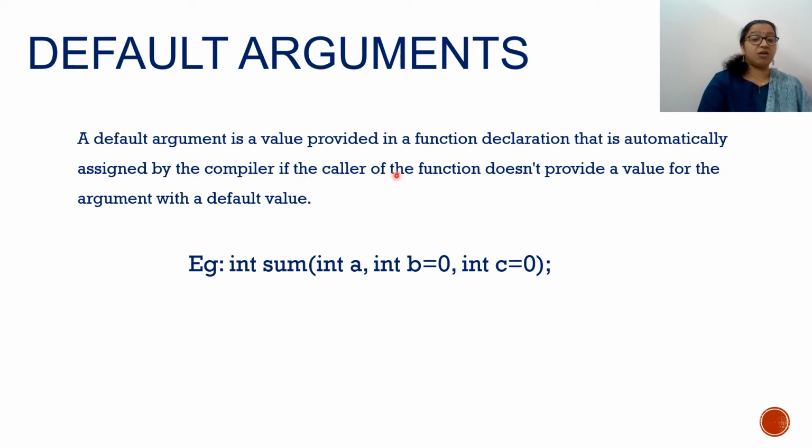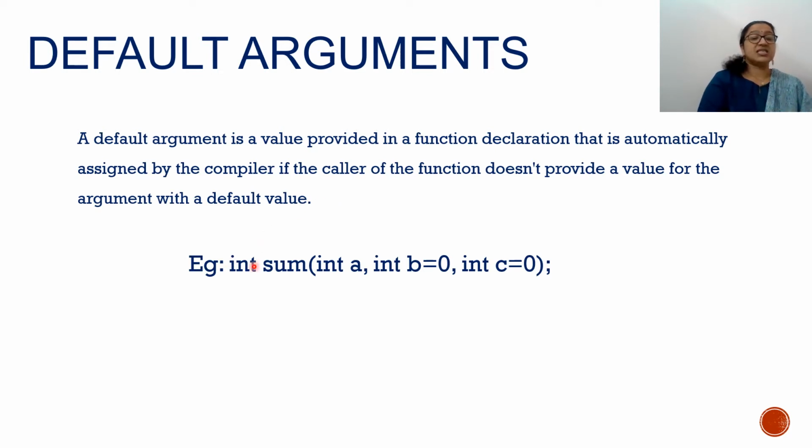So if the caller of the function doesn't provide a value, that means we are not passing any value at the calling time, but there are some arguments. If we are not passing any value to the function definition, automatically the compiler will assign the default value. Clear? So default argument means at the function declaration itself, we are assigning the initial value to the parameters. That is default arguments. See the example.